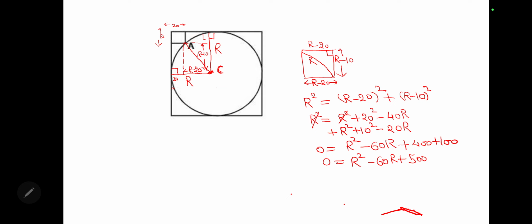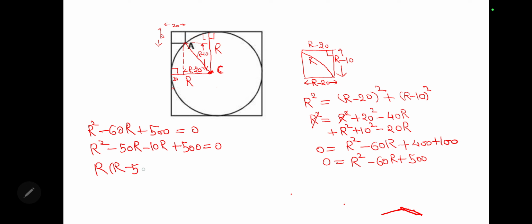Now this question has become a quadratic equation. So if I simply write over here r square minus 60r plus 500 equal to 0, this is r square minus 50r minus 10r plus 500 equal to 0. If I take r as common, you can increase your speed if your visualization and thinking is a little bit higher. So I have two values, either r is 10 or r is equal to 50.